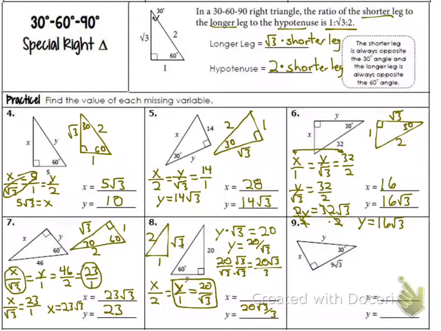I can go back to my original proportion. I'm going to fill that value in for y and say 20 root 3 over 3 over 1. When I do cross product here, 2 times 20 root 3 over 3 becomes 40 root 3 over 3 equals x, and that would be my answer for x.